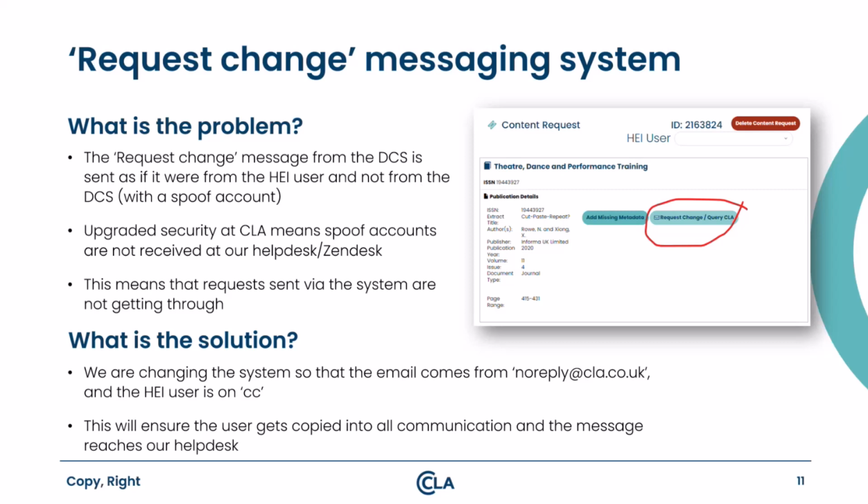We've been tightening security, so we now no longer accept spoofed accounts. And so we've had to make some changes in the background. What happens now is it will come from the DCS to the help desk, and it will CC you as the sender. So you'll still get a message to say that it's gone through all right, but it'd be as a CC on that message between the DCS and our Zendesk help desk. As soon as we release it, that will be live again. In the meantime, do continue just sending an email.